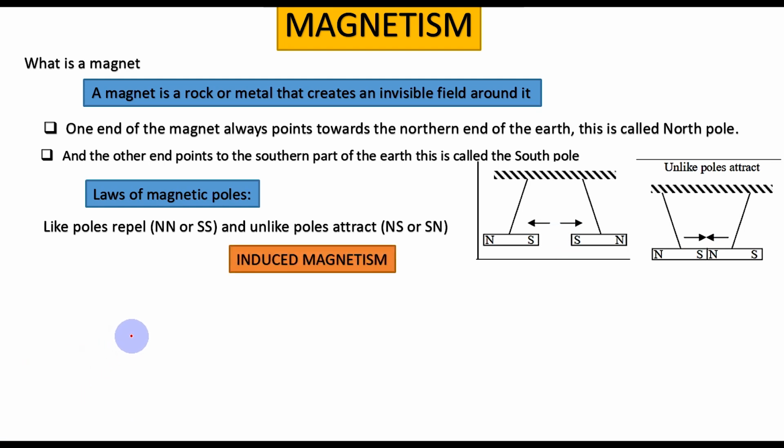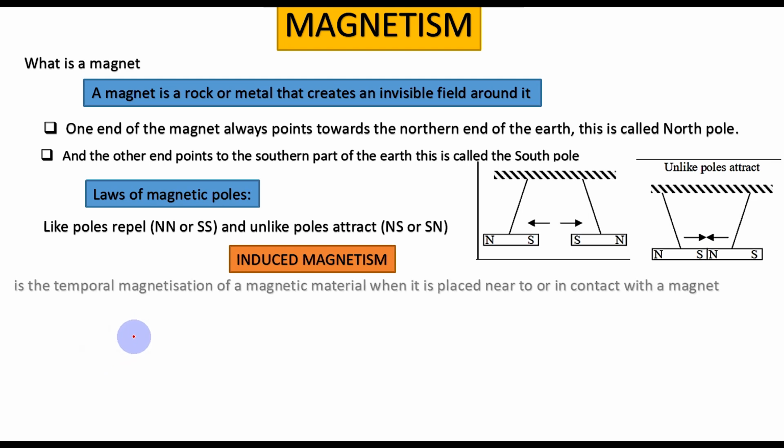All right, from there, let us now look at induced magnetism. To induce is to cause something, or to force something, in other words. So when you say induced magnetism, this is just a temporary magnetization of a magnetic material when it is placed in contact with or near a magnet. Let me explain this statement clearly. At some point, if you've played with magnets before, you'd find that if this is a magnet here, let's say we have south and then we have north here.